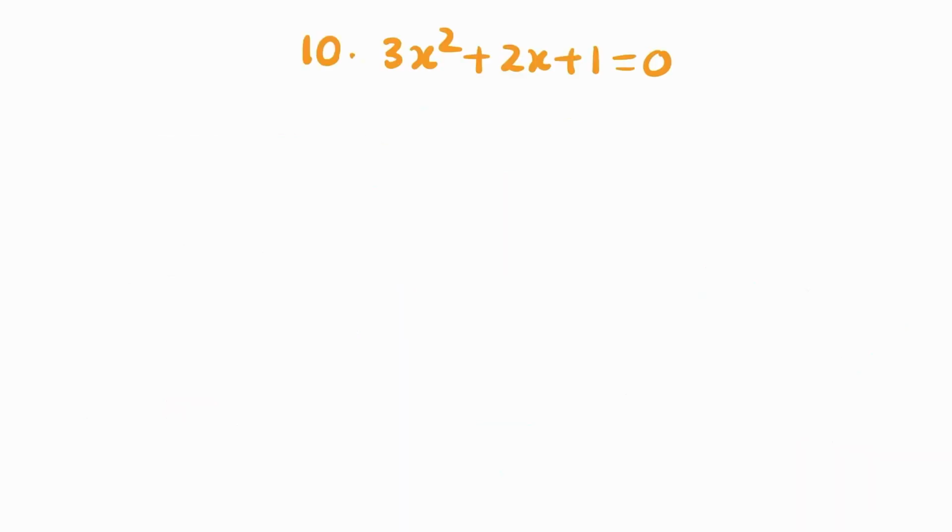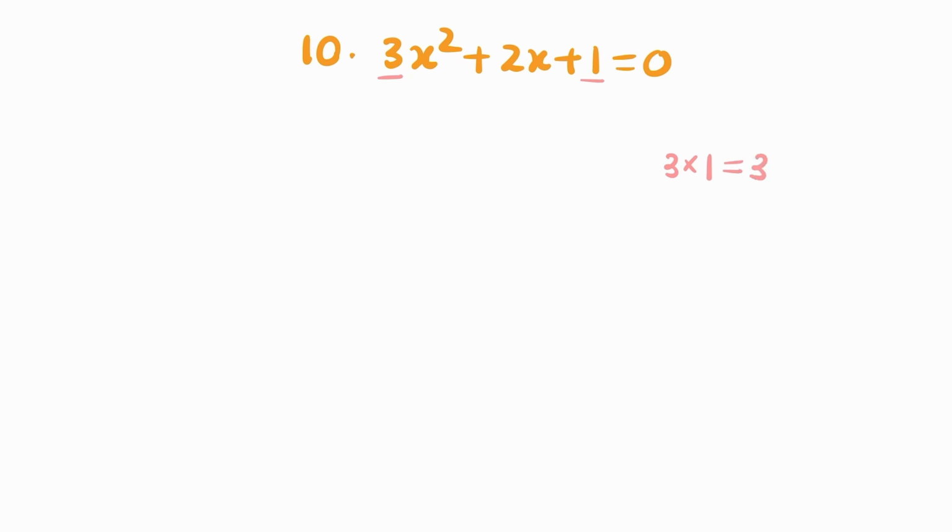And finally, let's move on to the 10th and final question of this really long lesson. 3x squared plus 2x plus 1 equal to 0. First of all, let's see if we can solve this equation by factorizing. So first of all, we have to multiply the a and c values together. Here the a value is 3 and the c value is 1. 3 times 1 is 3.